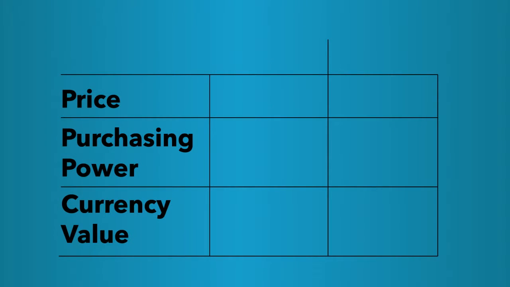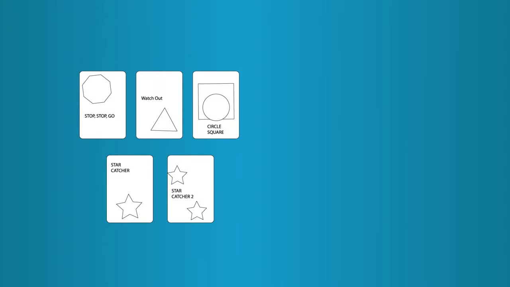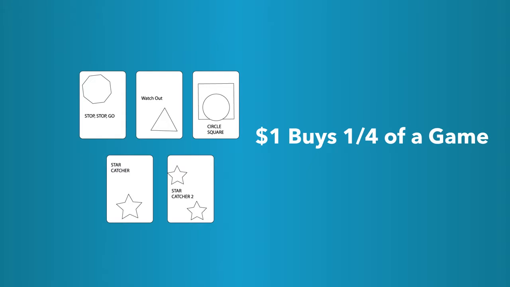On the other hand, when the value of currency increases, an economy has deflation. That means prices are falling and the currency is worth more and buys more. For example, say you can buy 5 video games for $20. Each game is worth $4, or each dollar buys 1/4 of a game.